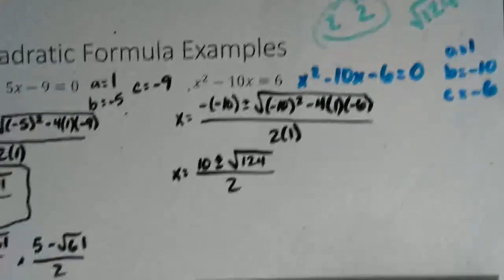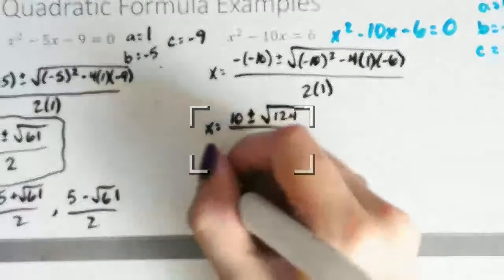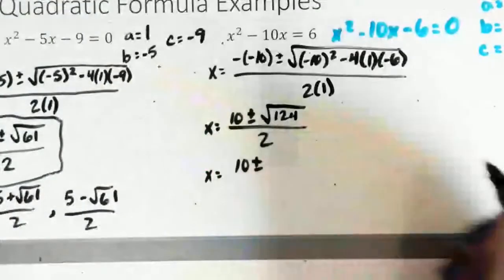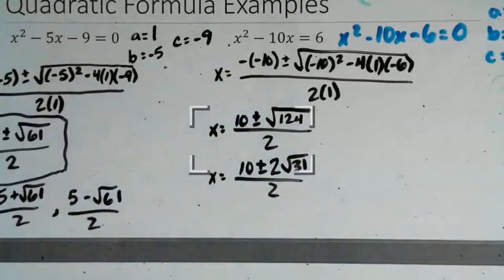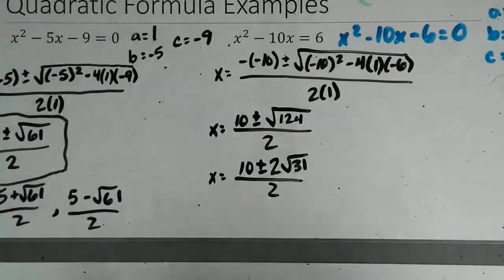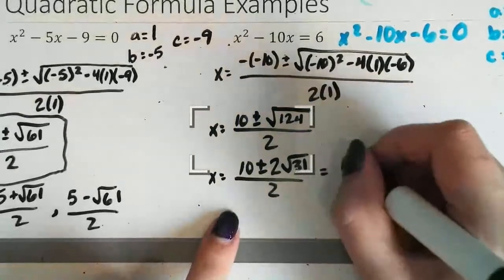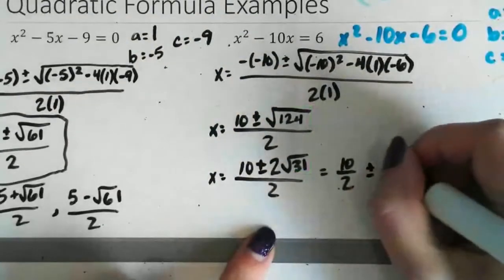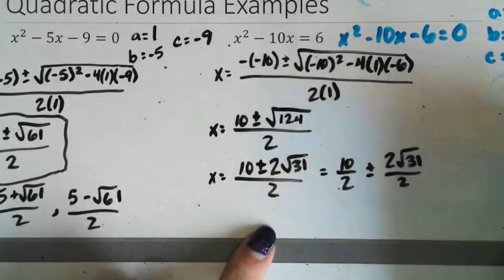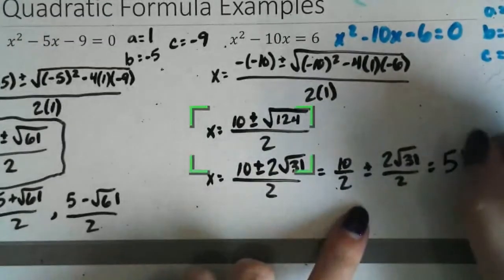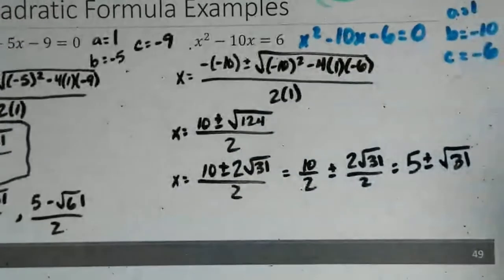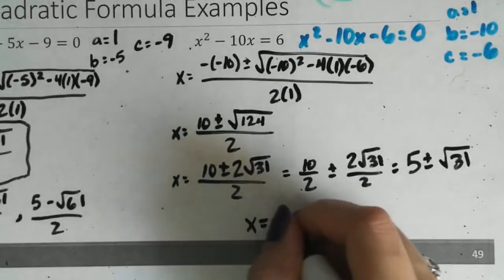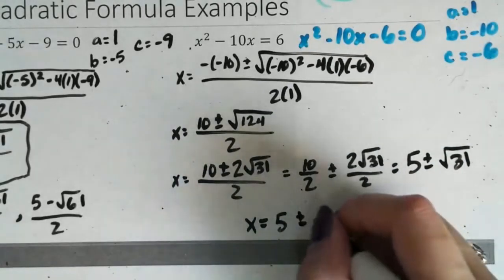So I'm going to go ahead and use that here. So we'll have x is equal to 10 plus or minus 2 times the square root of 31 over 2. However, this is a fraction that can be reduced. So I'm going to break it up into terms. So we have 10 over 2 plus or minus 2 times the square root of 31 over 2. 10 over 2 is 5, plus or minus, my 2's cancel, leaving me with the square root of 31. So my final answer is going to be x is equal to 5 plus or minus the square root of 31.